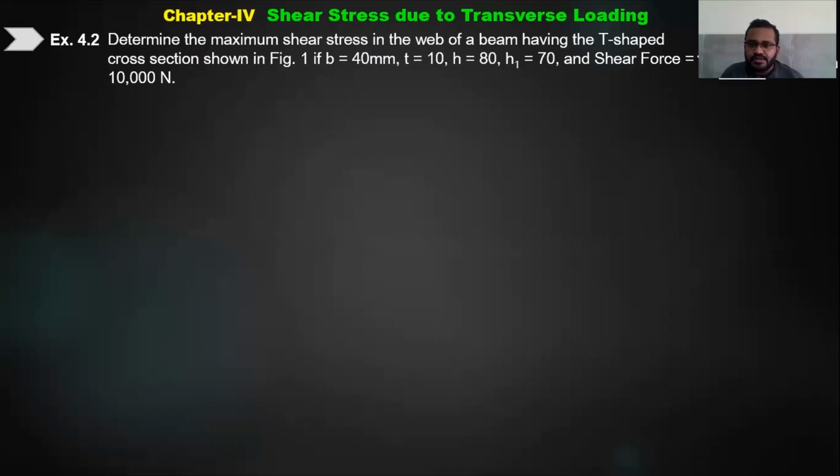So we know the shear force is denoted by S. The value is 10,000 Newton. That is given. So you have to just draw the T section first. As it is given for T section, we'll be drawing it for T section.